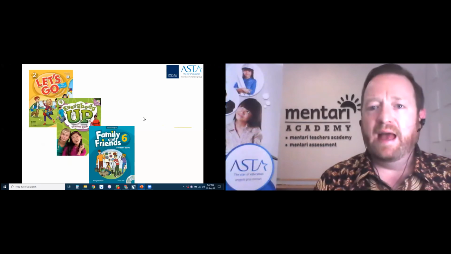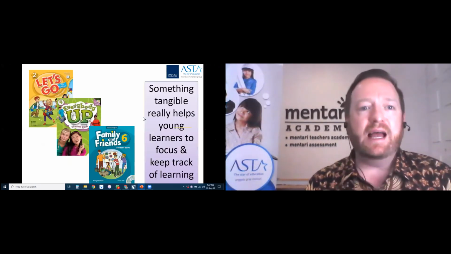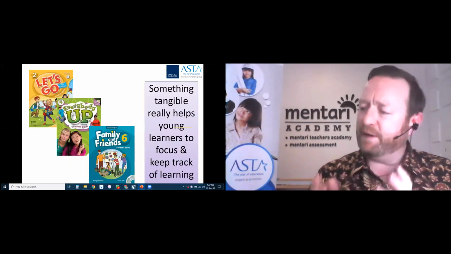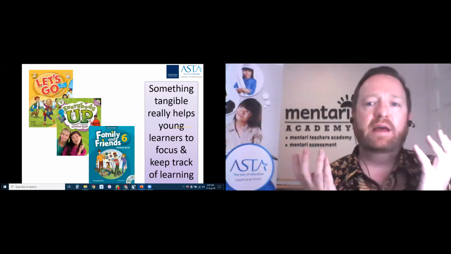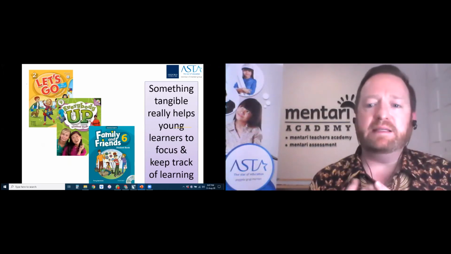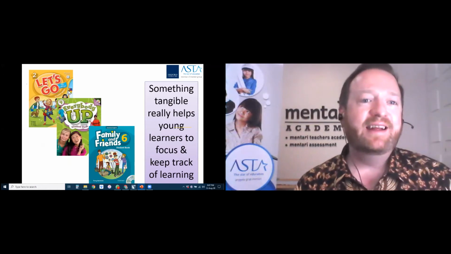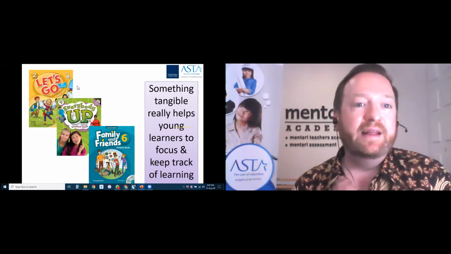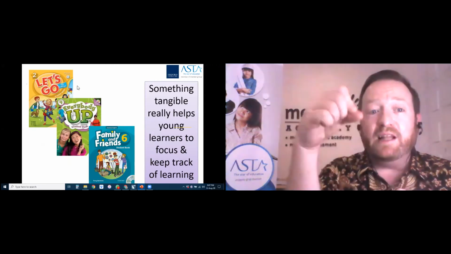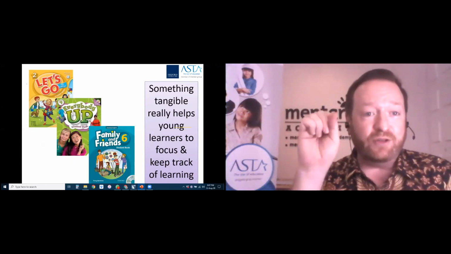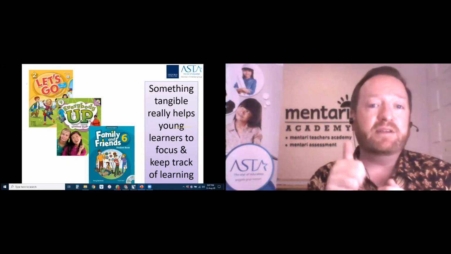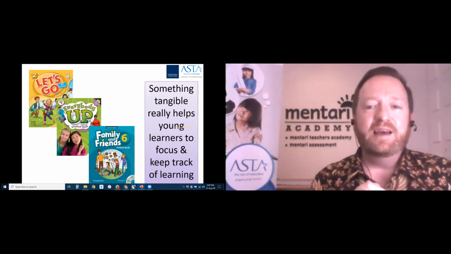Okay, and finally, again, it really does help for young learners, especially young learners, to have something tangible. That means they can hold. That means that when you are talking, they can also look at their book. That means if they're doing homework, they're learning how to write. They can still use the workbook and parents take a photo and send it to you.